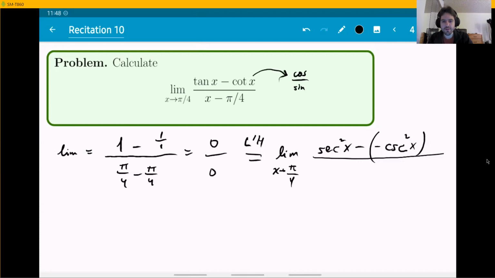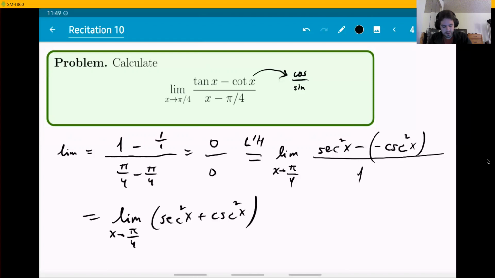So if you want the derivative of that, you can use the quotient rule, and this is what you're going to get: minus cosecant squared. And downstairs, the derivative of x is 1. The derivative of pi over 4 is 0. So you have your expression. It's not even a fraction anymore. If you write it in this form, it's just secant squared plus cosecant squared.